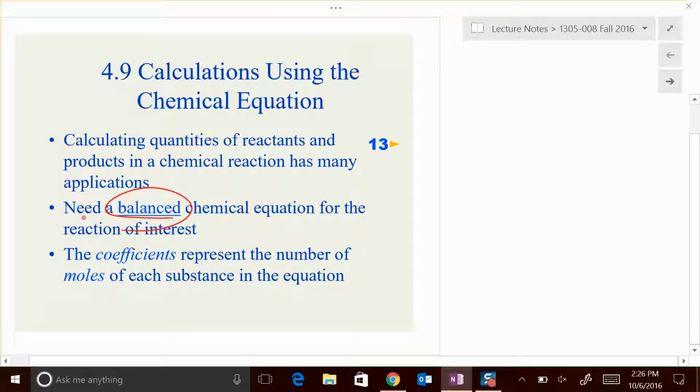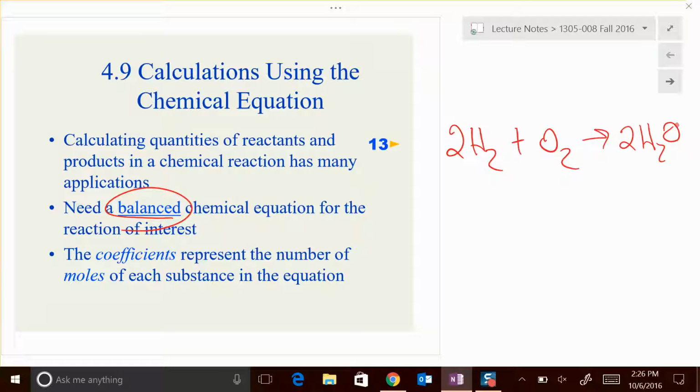Okay? The coefficients represent the numbers of moles. So here I have 2H2 plus O2 produces 2H2O. Is this 2 grams of hydrogen and 1 gram of oxygen? It's not. It's 2 moles, right? It's 2 moles of hydrogen and 1 mole of oxygen to produce 2 moles of water. So the balanced chemical equation is not given in gram quantities. It's given in mole quantities.